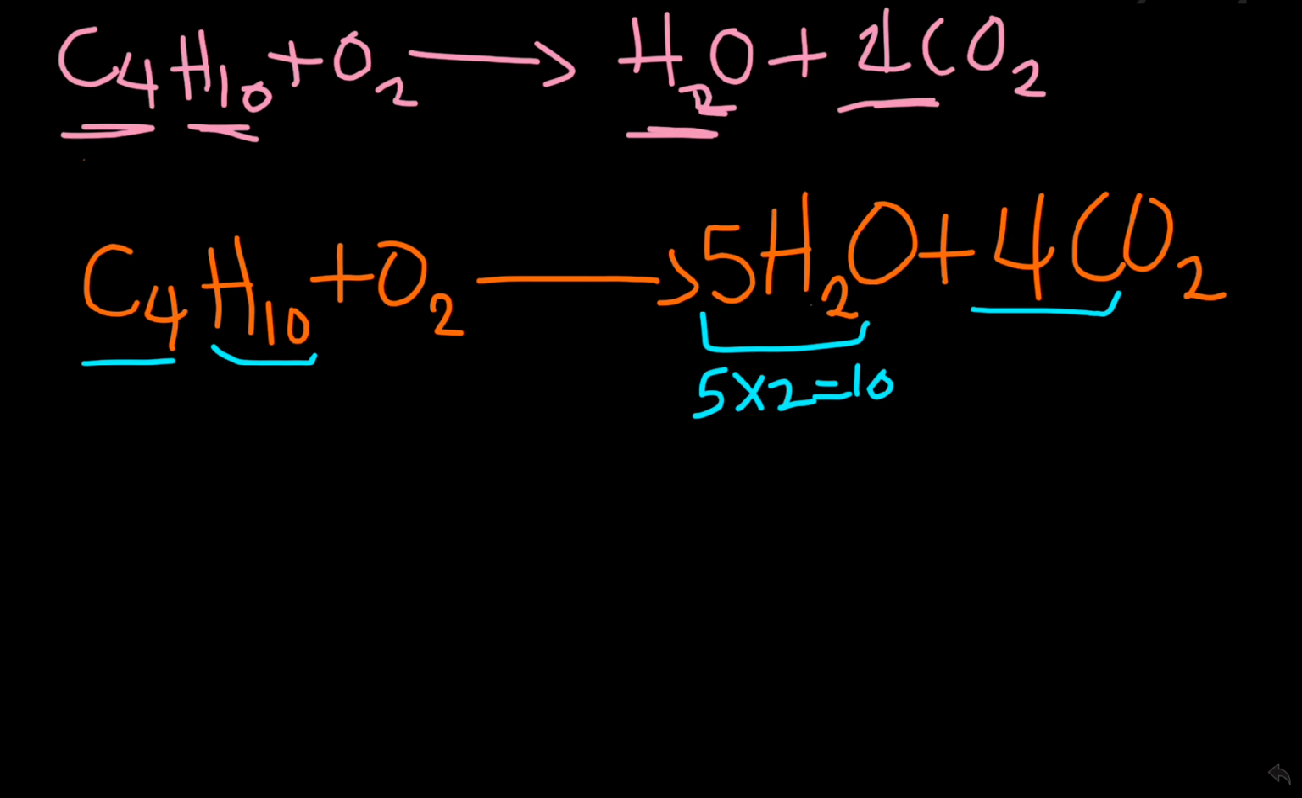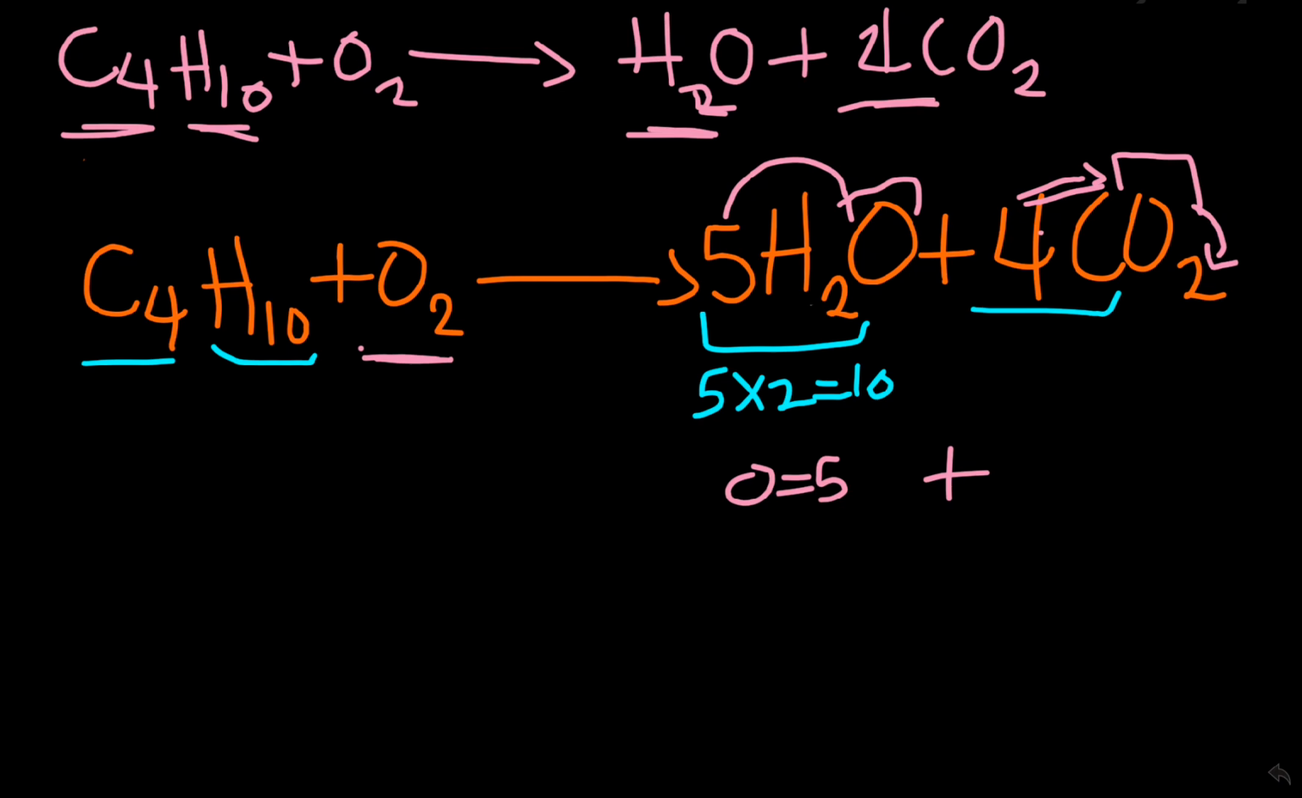On the left hand side, we have 2 oxygen. On the right hand side, we have 5 oxygen from the water, and the 4 and the 2 will affect the oxygen also. So oxygen equals 5 plus 4 times 2, which is this 2 down here, you get 8. If you sum both of them together, 5 plus 8, we get 13 oxygen.